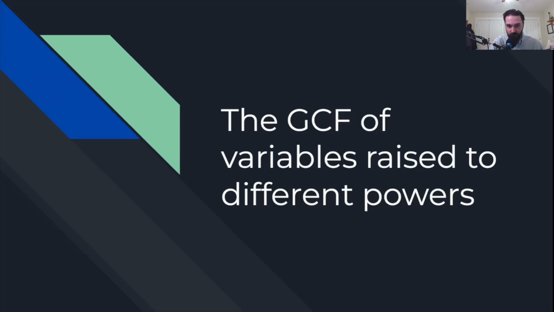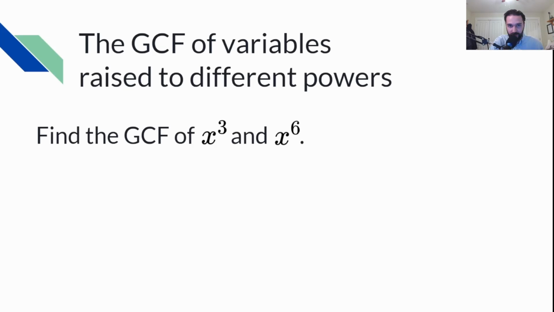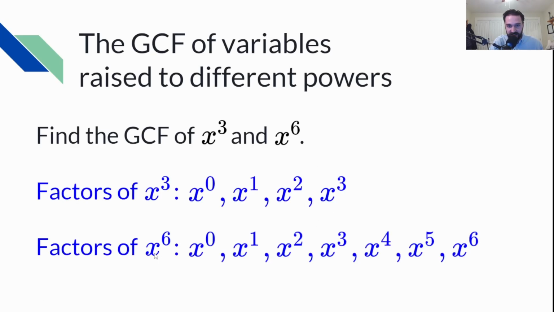Next, let's look at variables raised to different powers. Here I'm asked to find the GCF of x cubed and x to the 6. Let's do the same thing, right? Let's make lists of factors of each of these things. These are just variables raised to a bunch of different powers. What's the highest quantity that occurs in both lists? It's x cubed. This is the biggest factor that occurs in both lists. So the GCF is x cubed.